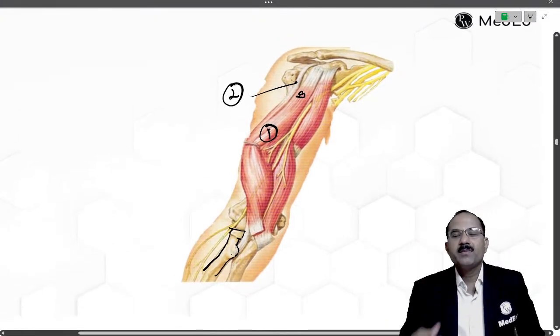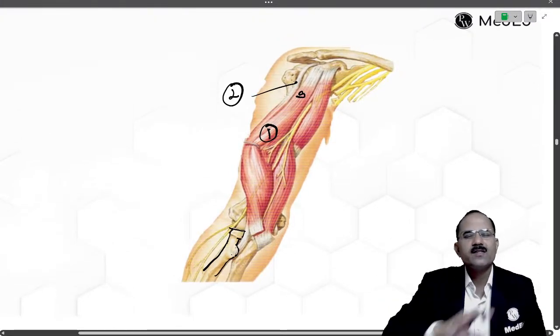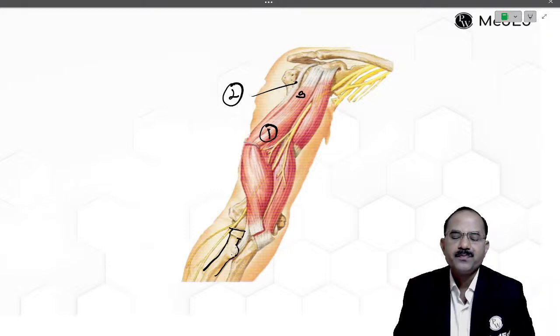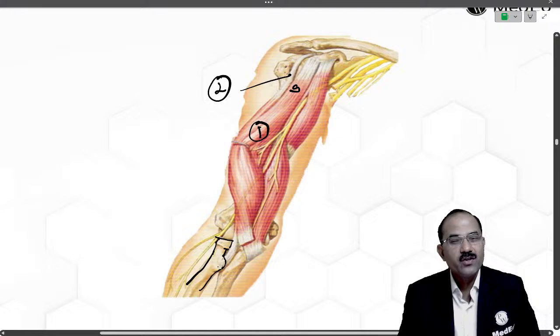What is the nerve supply of biceps? What is the nerve of this compartment? The musculocutaneous nerve. Yes. And what is the action of biceps?